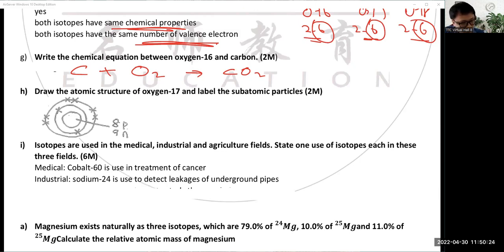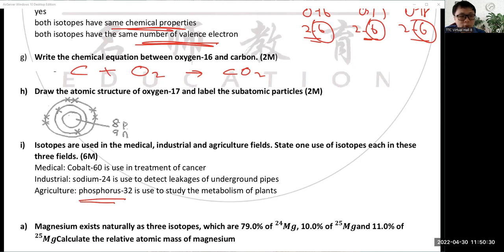Then industry, you can use sodium-24 to track the leakage. This is the one that's very popular in exams. Then agriculture, phosphorus, we always ask in the exam also, is used to study the metabolism of the plant. Okay, so this is the typical one.